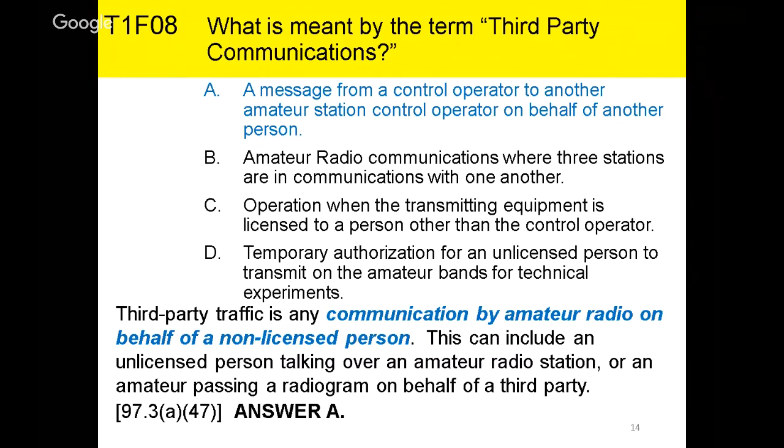A message from a control operator to another amateur station control operator on behalf of another person is an example of third party communications. This can include an unlicensed person talking over an amateur radio station, or an amateur passing a radiogram on behalf of a third party. So you're talking to Sergey over in Russia, and his wife is not licensed, but he is. Since I think we do have a third party agreement with Russia, Sergey's wife or one of his kids could get on and talk with you, and vice versa. You could talk with Sergey.